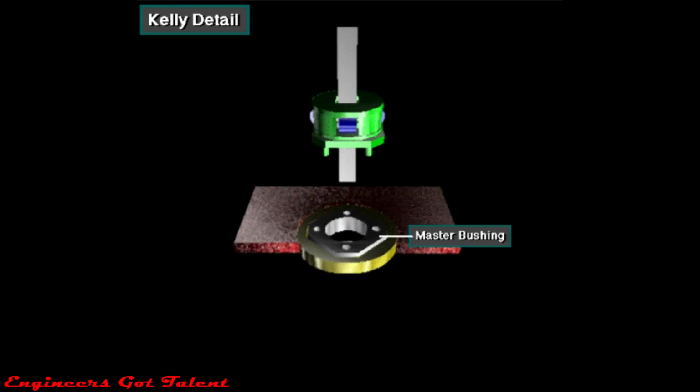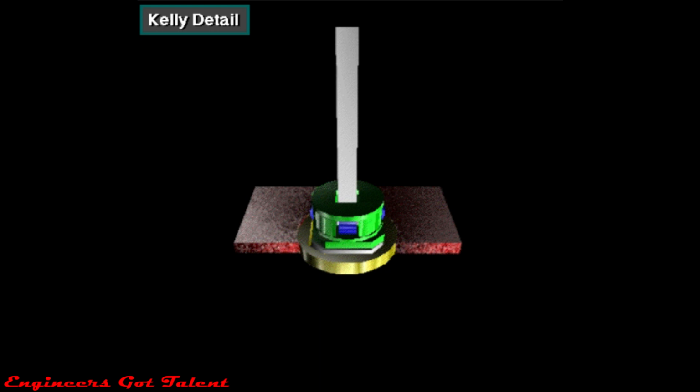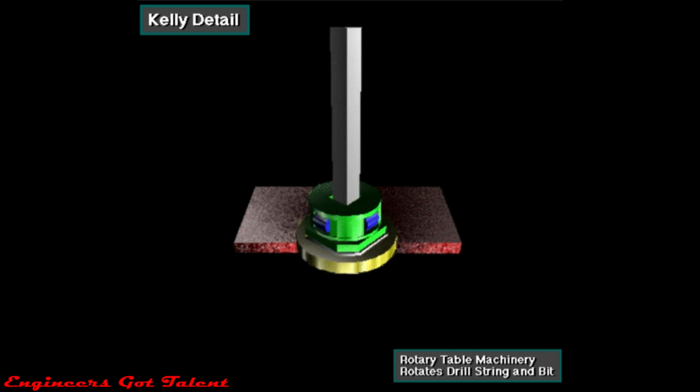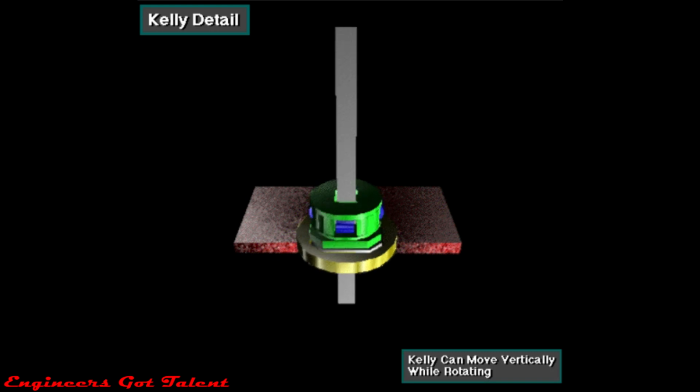The Kelly drive bushing mates with the master bushing in the rotary table. The rotary table turns the master bushing, the Kelly drive bushing, the Kelly, and the attached drill string and bit. The Kelly can move vertically while rotating.